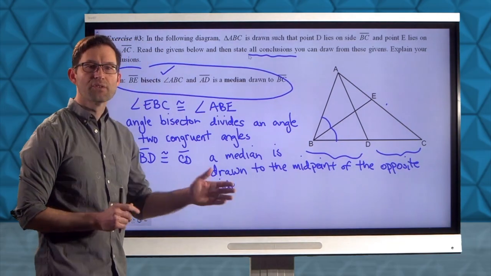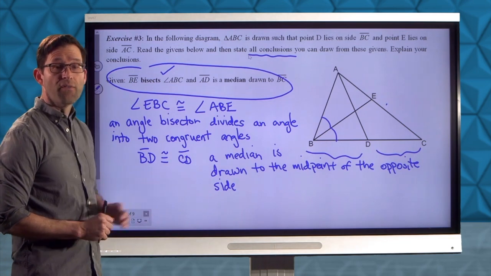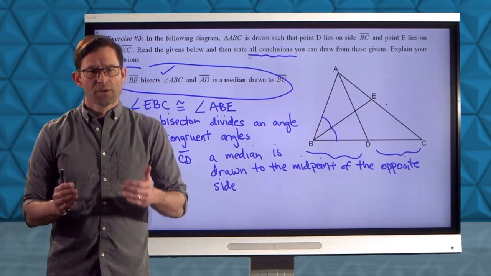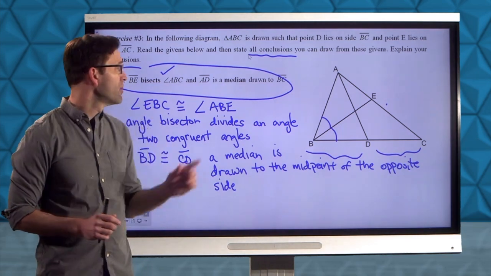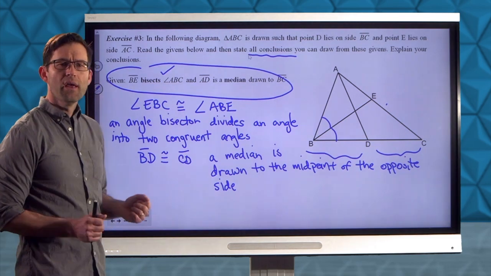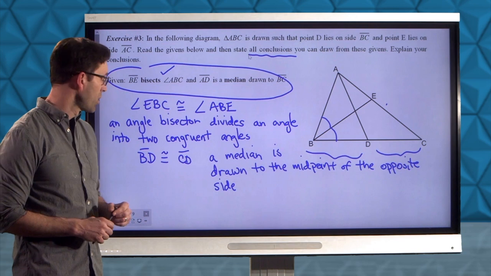All right, a median is drawn to the midpoint of the opposite side. Of course, midpoints divide a segment into two congruent segments. All right, so some conclusions we can make based on those two givens. Let me step out of the way a little bit. Take a moment if you need to write any of this down, and then we'll move on to our last slide.